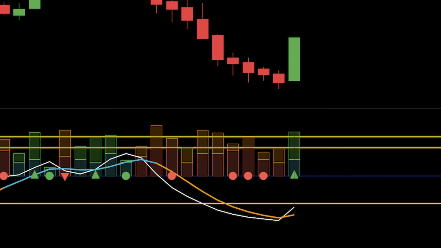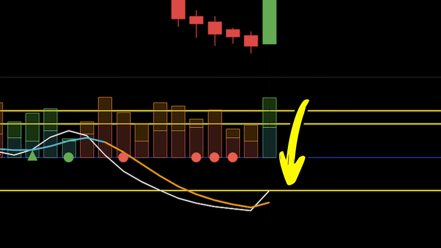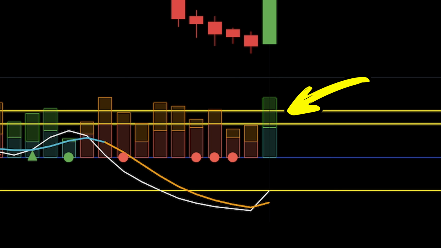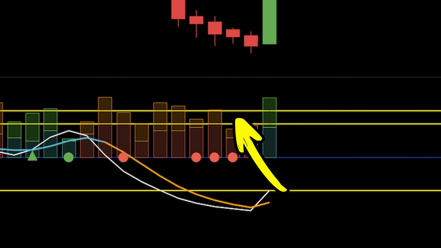For a buy trade, you start by waiting for both lines on the indicator to dip below the -50 level, which is this horizontal line right here. Once they're below, look for the white line crossing the orange line in an upward direction. This indicates a potential bullish reversal. Additionally, confirm the setup by checking the green volume bar. It must be above the 70 level, which is the higher yellow horizontal line we've previously added manually.